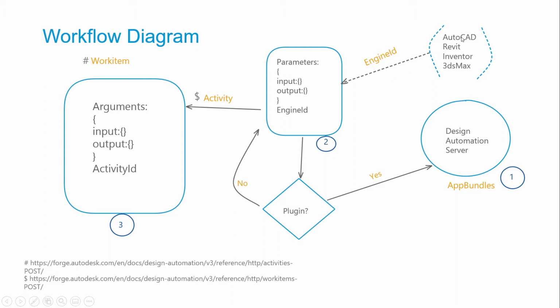AutoCAD comes with four variants: the current release plus the previous three releases. The current release is AutoCAD 2021. The previous ones are 2019, 2018. So you need to refer to the engine ID, and now we need to draft the parameters.